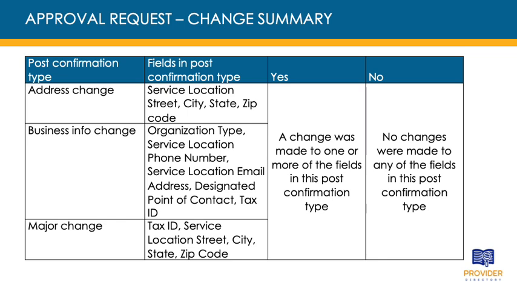If you see yes in the post-confirmation type business info field, that means the service provider made a change to one or more of the following fields: organization type, service location, phone number, service location, email address, point of contact, tax ID. If you see yes in the major change field, that means the service provider made a change to one or more of the following fields: tax ID, service location, street, city, state, zip code.